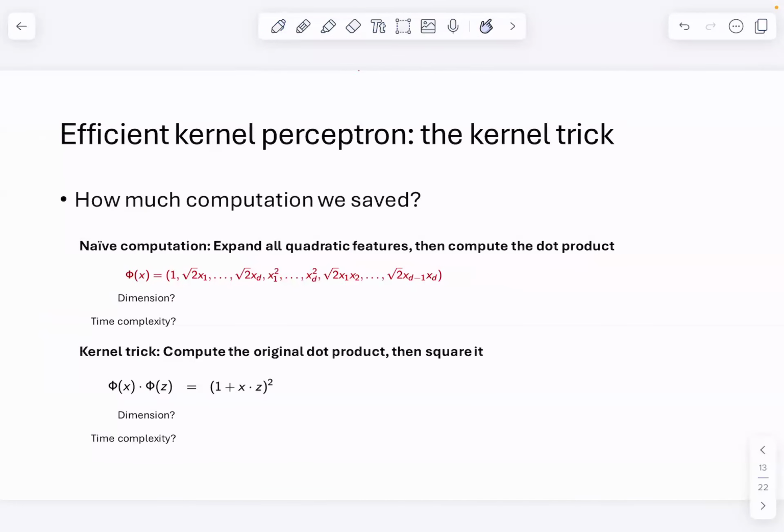So how much? Let's make it more specific. For naive computation, we expand all the quadratic features, then compute the dot product. What computation do we need? As we mentioned before, the dimension of our new quadratic features would be something like d choose 2, plus d plus d, similar in this order, right? So its time complexity would be d squared, similar to what we mentioned before.